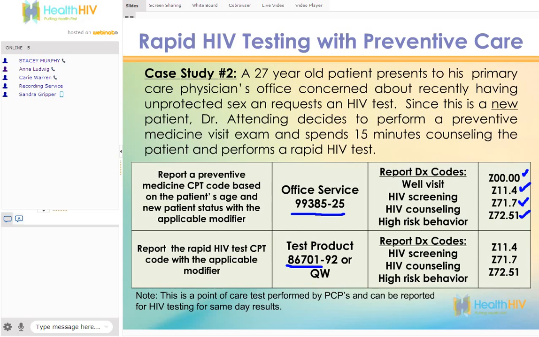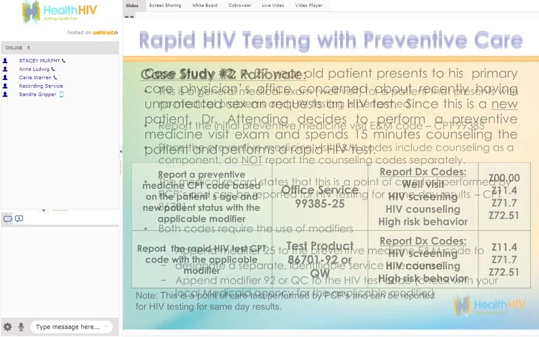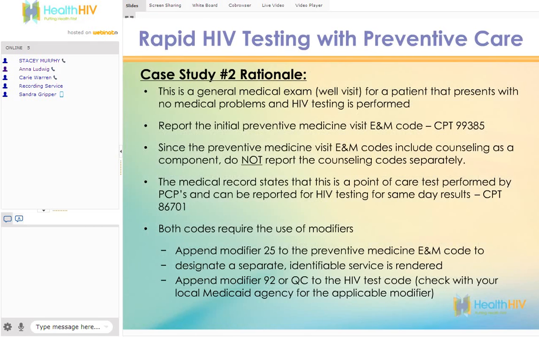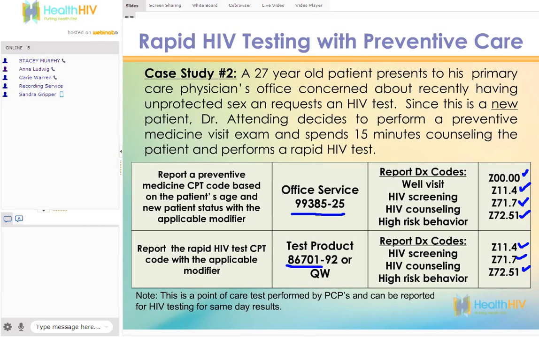If you'll notice, the codes are different. The principal diagnosis at the top is not reported at the bottom. So you have your screening code with your test, 86701, as the principal, your Z71.7, and your Z72.51. You always have to make sure that when you have multiple diagnoses on an encounter, you map the diagnosis that ties to the procedure or service that was rendered, because if you don't, this service may be denied for medical necessity.